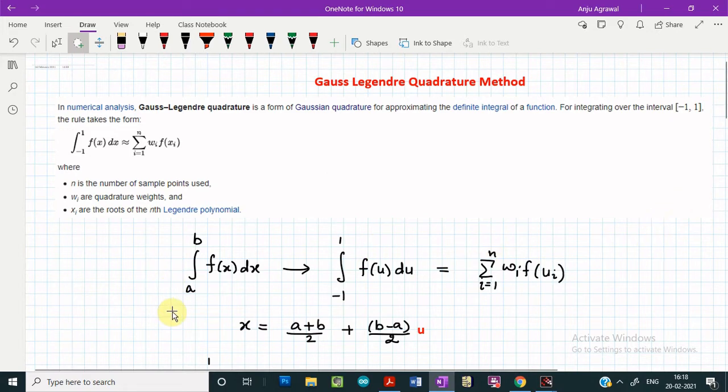Not only this, if we have to solve a definite integral whose limits of integration are not -1 and +1, but say arbitrary limits, we have to solve the integral from a to b of this particular function. Then, in order to use the Gauss-Legendre quadrature method, in the first step we make use of a transformation such that the limits of integration reduce to -1 to +1. And once we have this sort of an integral, we can make use of the Gauss-Legendre quadrature method and approximate this integral by the summation.